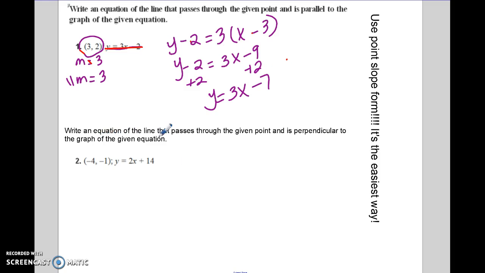Okay, look at the next one. The next one says write an equation of the line that passes through the given point and is now perpendicular. So now when I find my slope, which in this case is 2, I have to find the perpendicular slope. And when I make my new line, I'm going to use the perpendicular slope and the point that's given. So go ahead and try that.